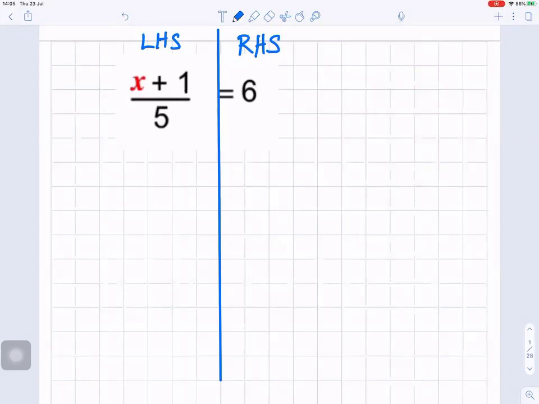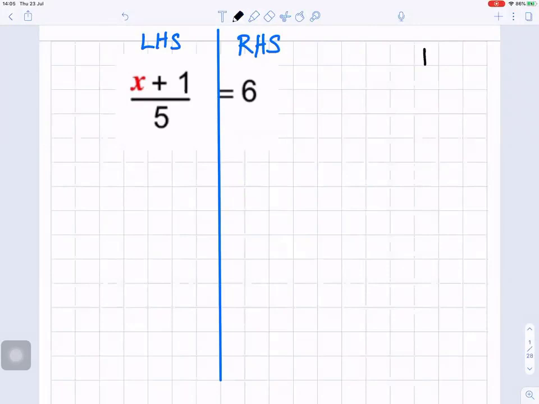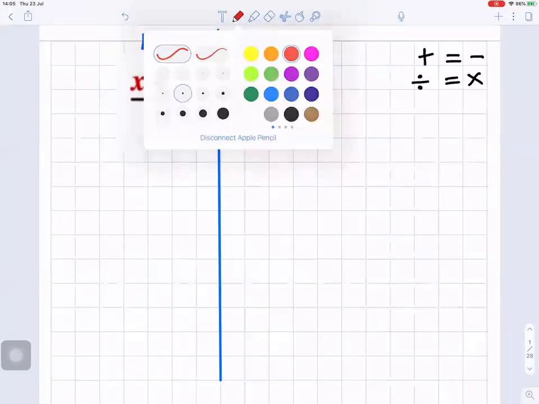Since x is on the left, I want to take all the numbers to the right. So what you need to remember is, if it's plus, it crosses the equals sign and becomes minus. If it's divide, it crosses the equals sign and becomes times. Now on the left is divide by 5. So when you take it to that side, it becomes times 5.